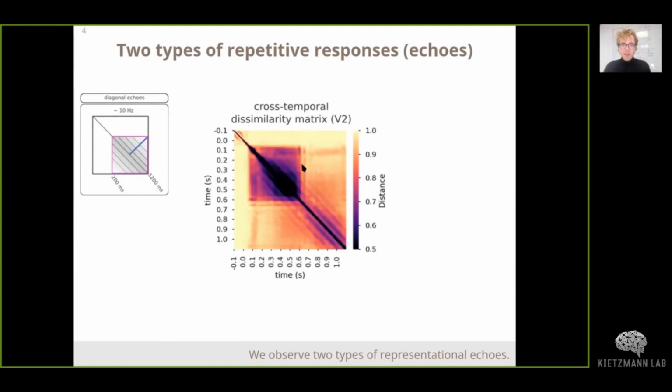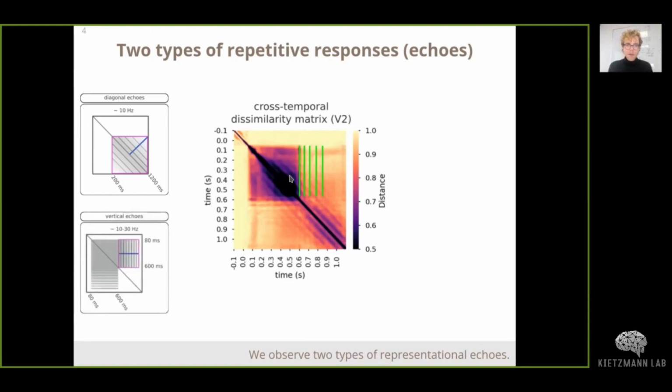A bit more subtle in this visualization, we can find these vertical lines here, and they seem to be a reoccurring similarity between representations following the stimulus presentation to those during the stimulus presentation. This echo signature we are going to call vertical echoes. They appear in a frequency band between 10 and 30 Hertz. Okay, so we observe these two types of representational echoes. Let's have a closer look at them to better understand what's going on.